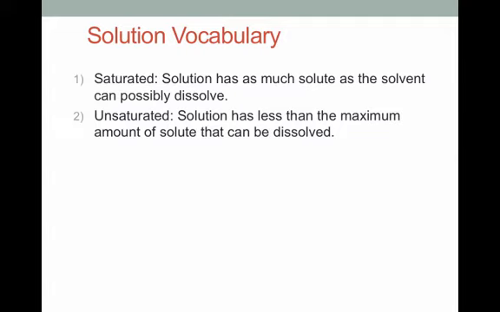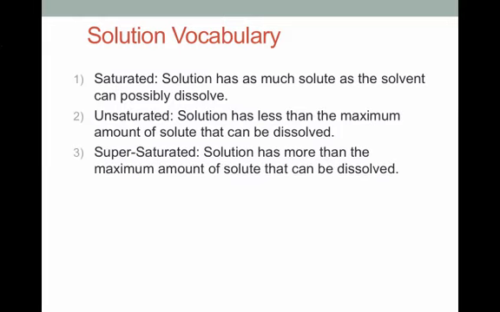An unsaturated solution has less than the maximum amount of solute that can be dissolved. So an unsaturated solution of Kool-Aid would be like a weak solution. It would be a weak mixture of Kool-Aid that tastes more watery than it does sugary.